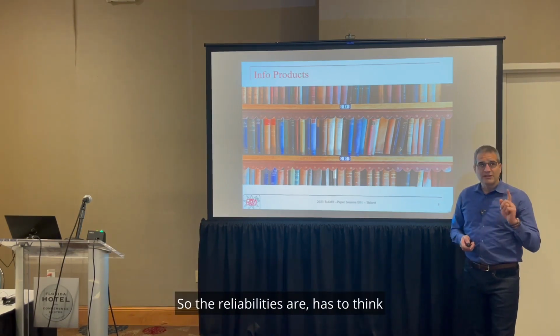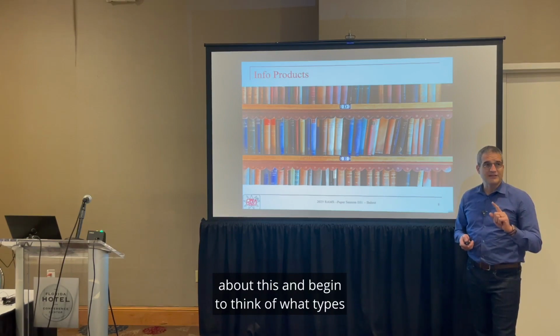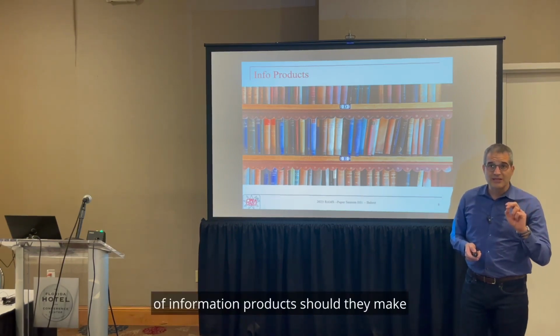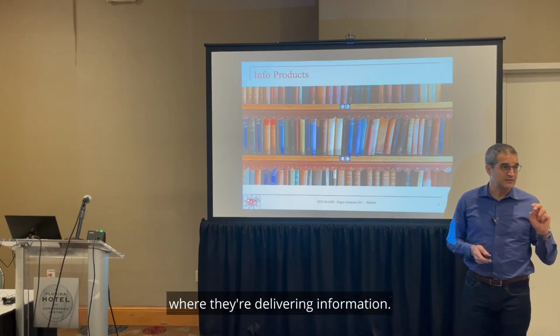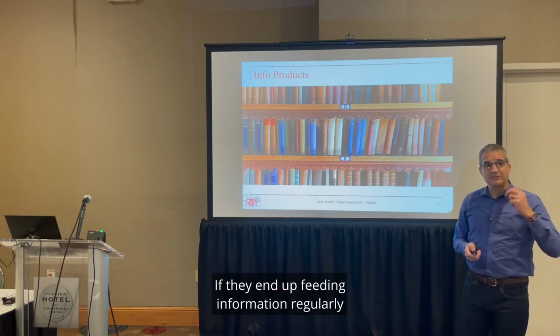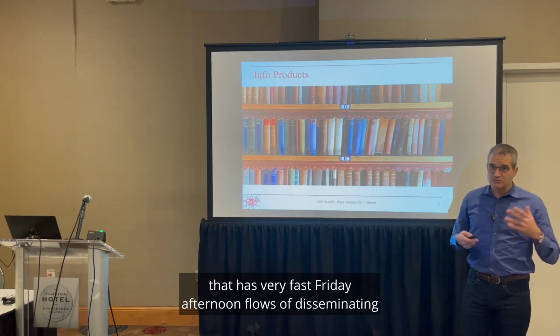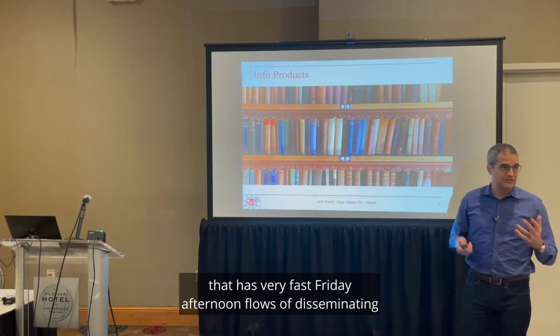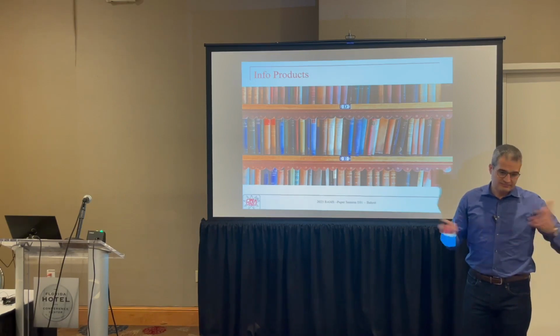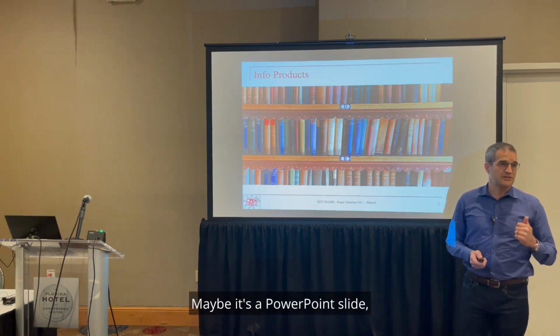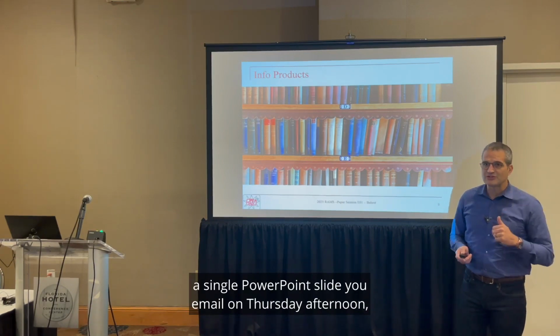So the reliability czar has to think about this and begin to think of what types of information products they should make for the different areas where they're delivering information. If they end up feeding information regularly to, let's say, an executive staff that has very fast Friday afternoon flows of disseminating to the other leaders what's going on, maybe it's a PowerPoint slide. A single PowerPoint slide you email on Thursday afternoon.